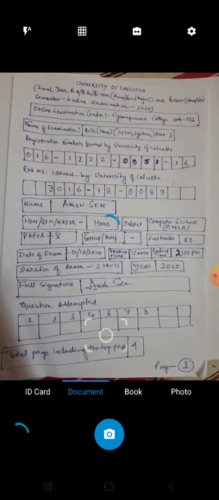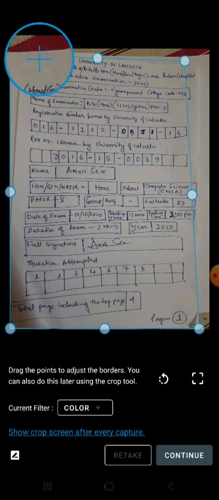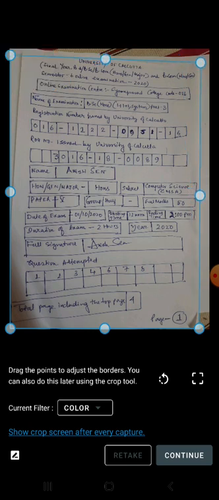Then click the camera button. Again it scans and gives you the crop tool. Adjust the crop tool and click on continue.